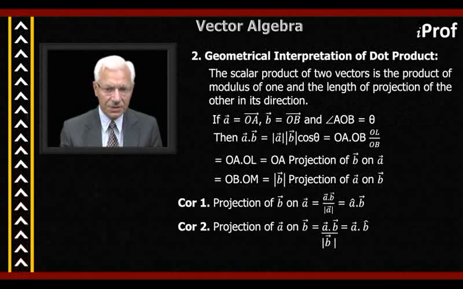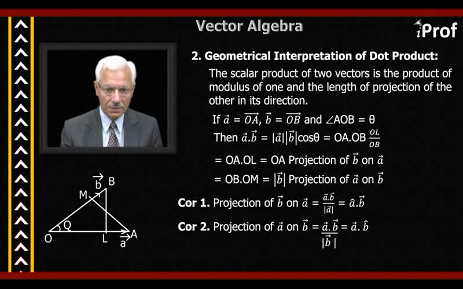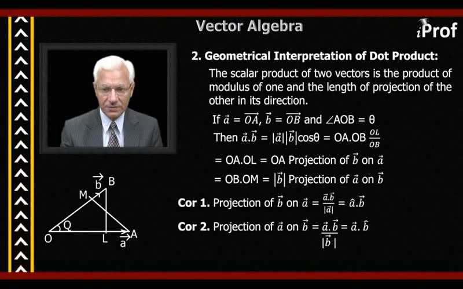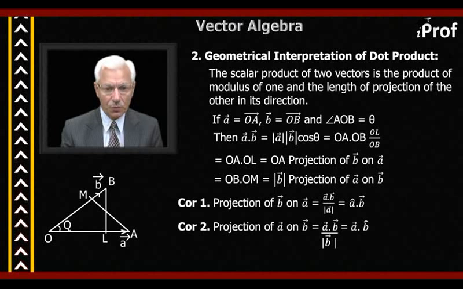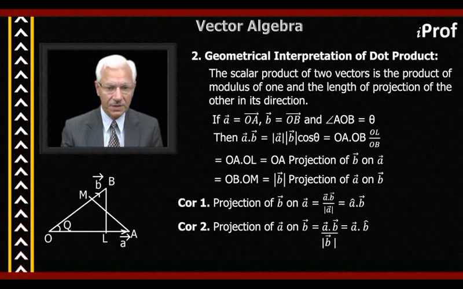Now, the geometrical interpretation of dot product is as follows. The scalar product of two vectors is the product of the modulus of one and the length of the projection of the other in this direction.